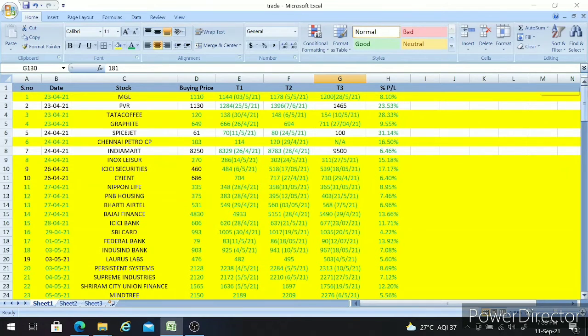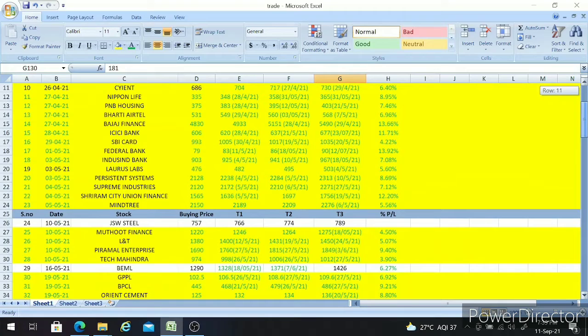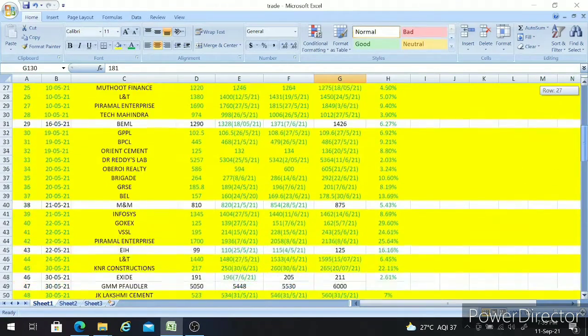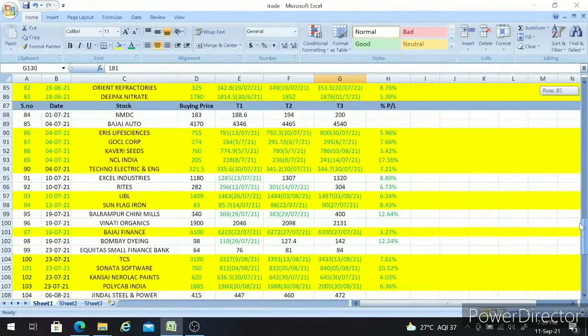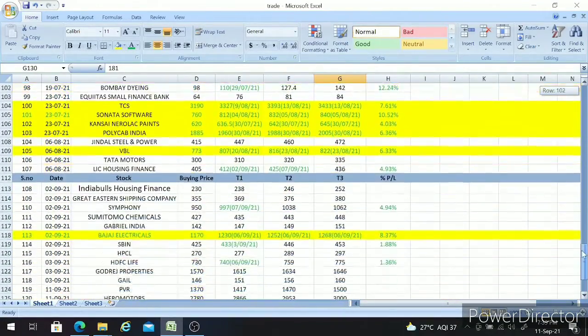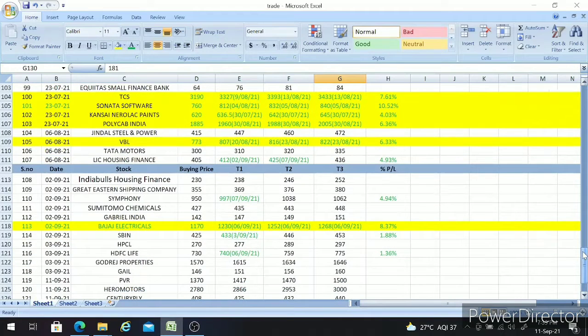Now that the introduction is over, we'll discuss the previous trading calls whose targets got achieved. Not the past ones, but the recent ones. So let's see where the recent ones are. Yes, these are the recent ones.